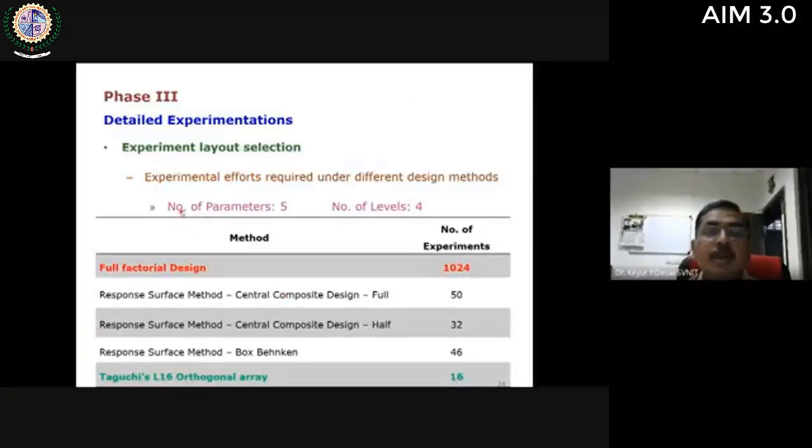So if we wanted to carry out the detailed experimentation for all the parameters, which are 5 and 4 different levels, if we go for full factorial design, then we would be in need of 1024 experiments. If you opt for response surface method, that is CCD full 50, central composite design half 32, and if we use Box-Behnken method, we would need 46 experiments to be performed.